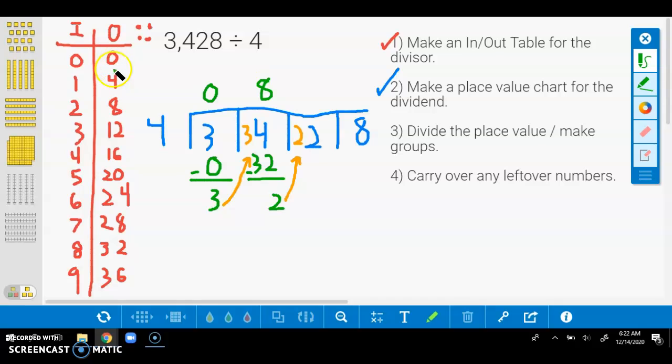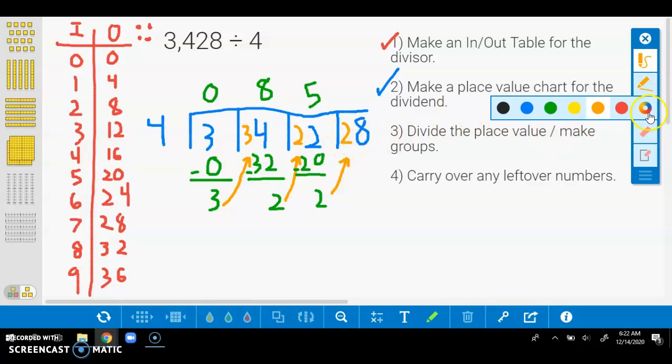Now with 22, I can make more than 2 groups, more than 3 groups, more than 4 groups, more than 5 groups. But I don't have enough to make 6 groups. So I can make 5 groups using 20 items, 20 of my tens, which would leave me with, again, 2 left over. Okay. So 2 tens become 20 ones. So now I'm dividing 28.